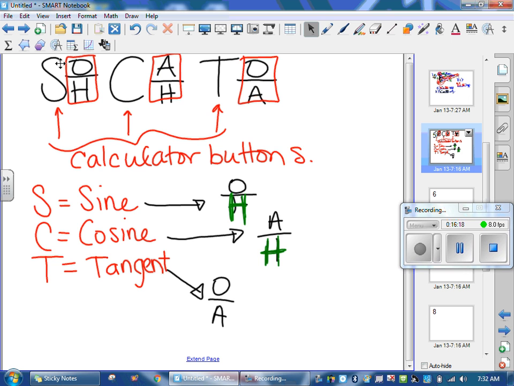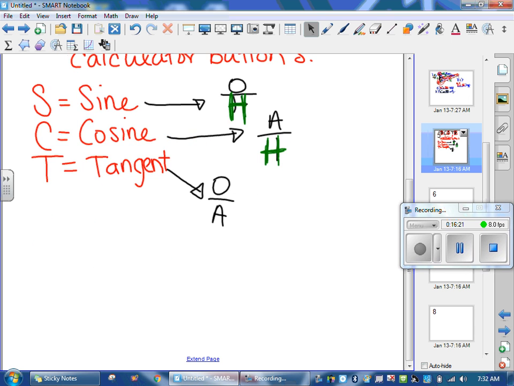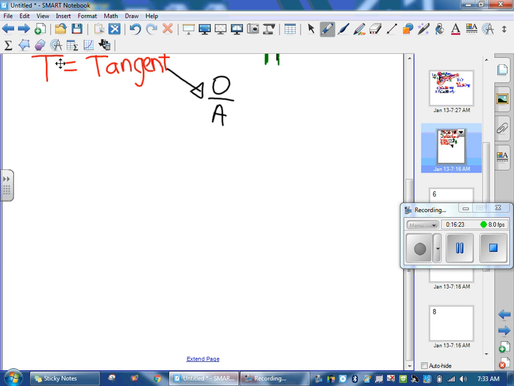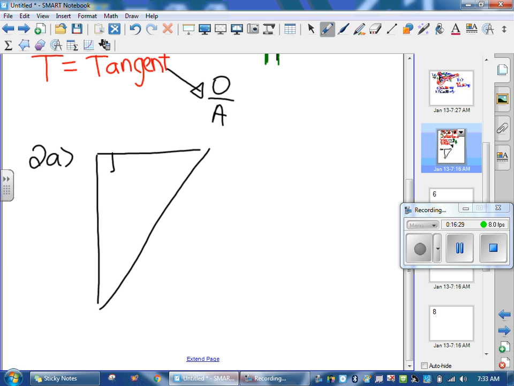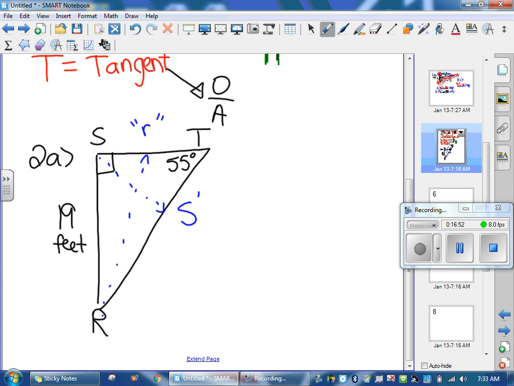So if we take a look at example 2A in your notes, we've got a triangle like this, S, T, and R, so triangle RST. This is 19 feet, and I've got 55 degrees. They want us to solve absolutely everything else. So let's name our sides. Across from angle R is going to give me side lowercase r. Across from angle S is going to give me side lowercase s. And across from T is going to give me lowercase t. So we've named our sides.